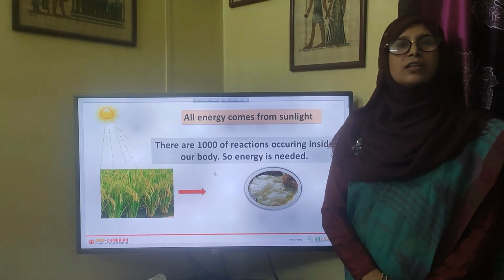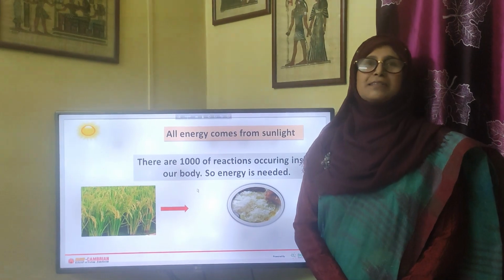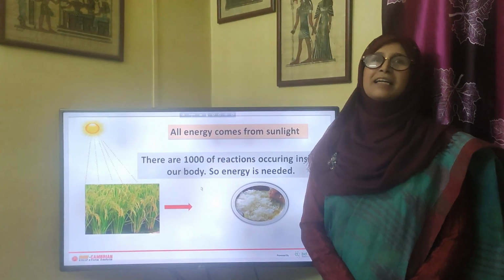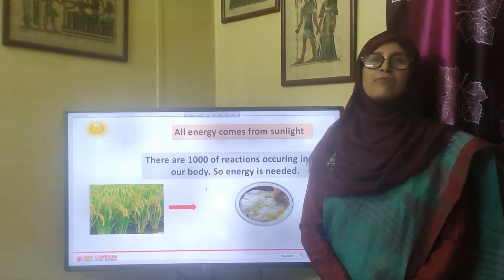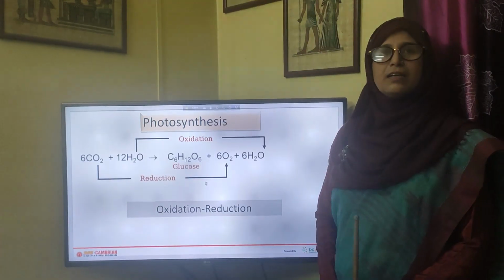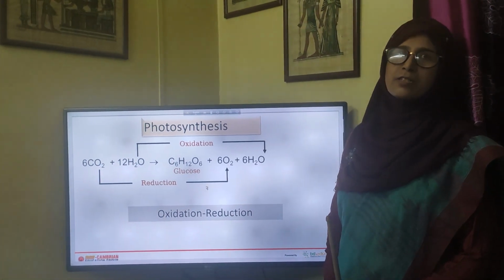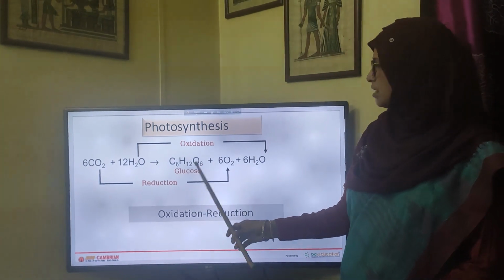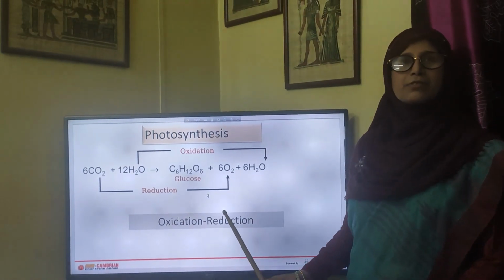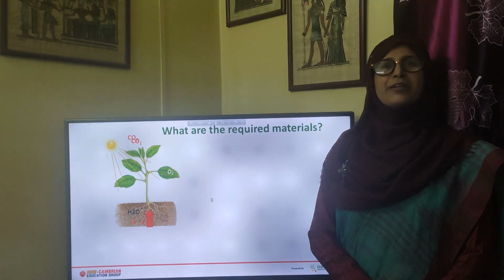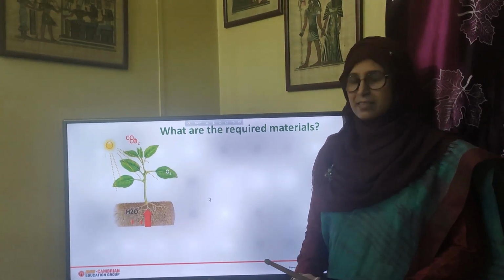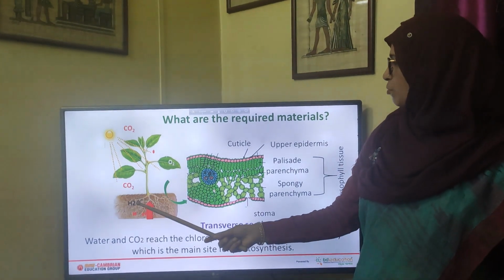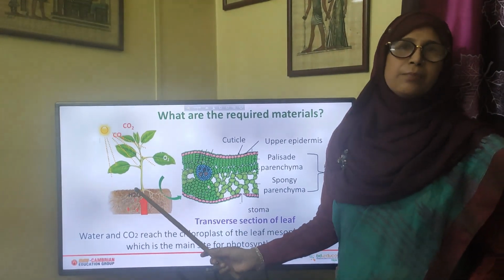You know that all the energy comes from sunlight, and there are thousands of reactions occurring inside our body. So energy is needed, and we get energy from this carbohydrate. This photosynthesis is known as an oxidation reduction process, because here oxygen is oxidized and carbon dioxide is reduced. So what are the required materials for this photosynthesis? Let's see. Sunlight, carbon dioxide, water, these are the main materials.